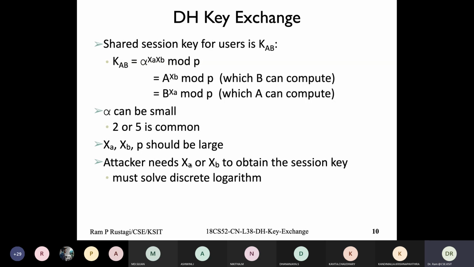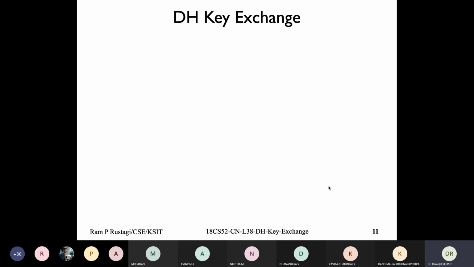An attacker can determine it only if they can solve the discrete logarithm problem, which is a hard problem for large numbers and cannot be solved. It is computationally infeasible, and then the two users have a shared key.